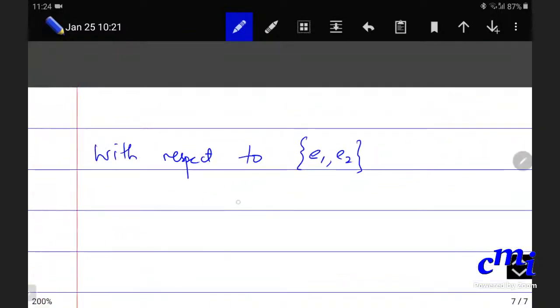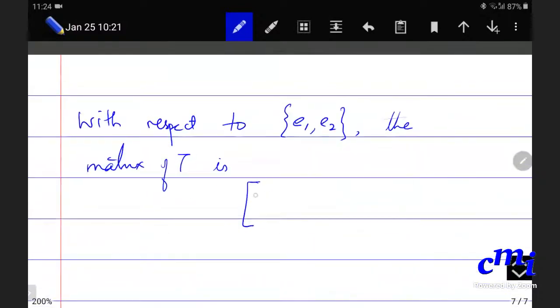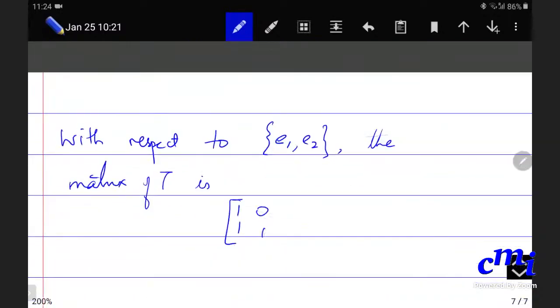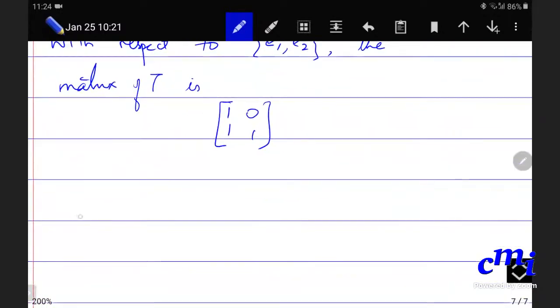But with respect to E1, E2, the matrix of T is, so E1 goes to E1 plus E2, so it is just 1, 1. E2 goes to 0 times E1 plus this. Row operations will give the matrix. So I'm just going to subtract the first row from the second row, I mean, second row minus first row.